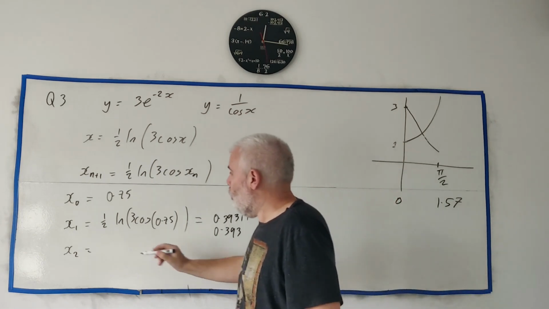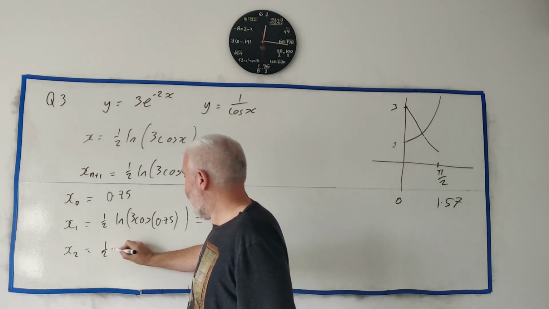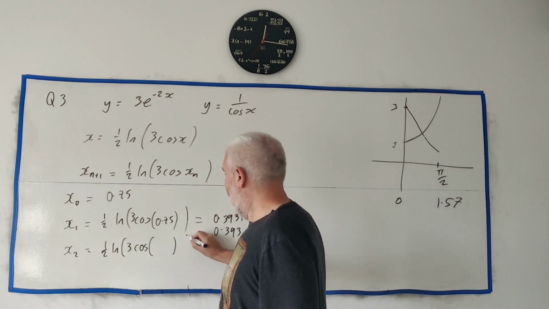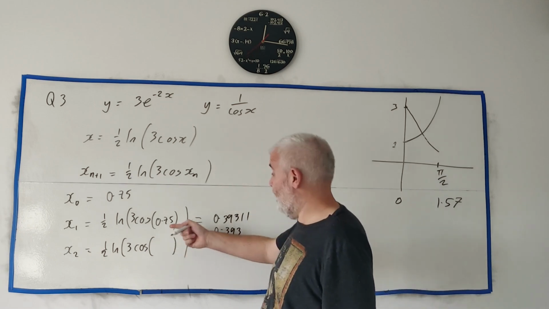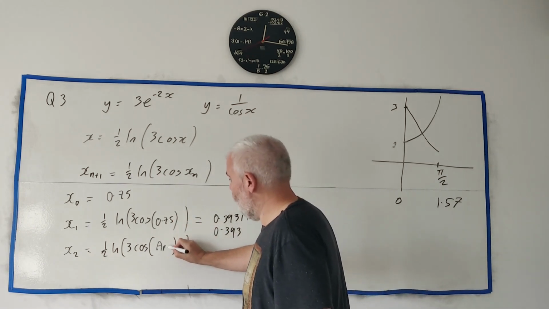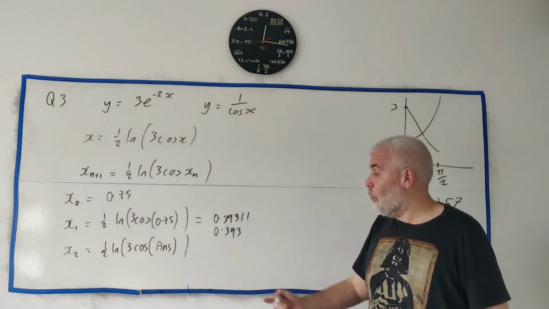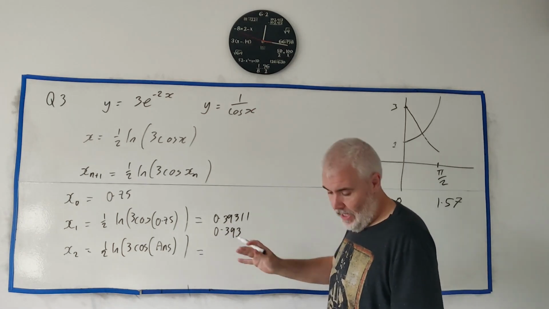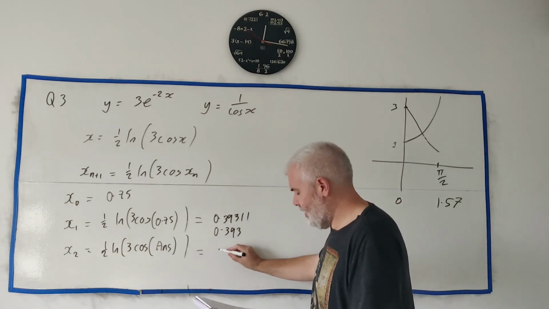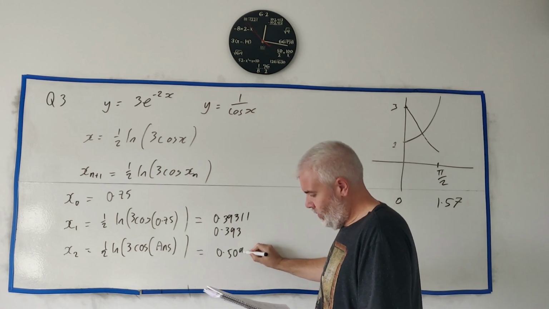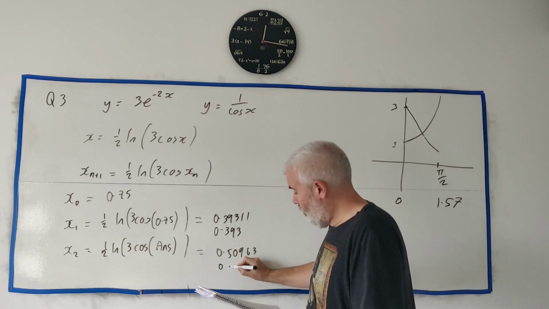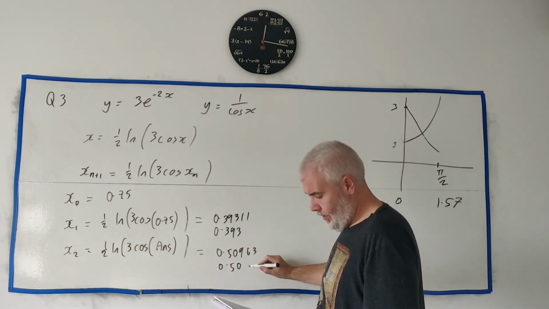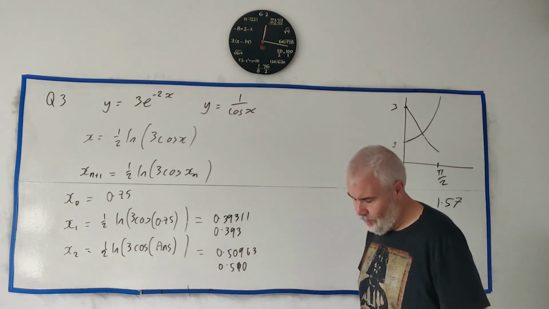What you can do is put in your calculator a half, natural log, 3, cosine, and in here, instead of putting in the number you want, there's a button on your calculator that just says Answer. It'll put your previous answer in. You're not saving yourself anything yet. In this case, you'll get 0.50963, or 0.510 to 3 decimal places.